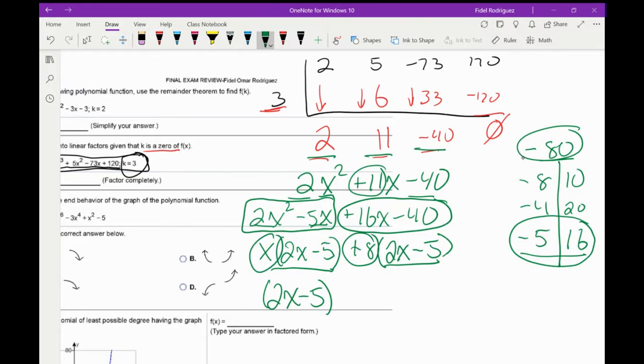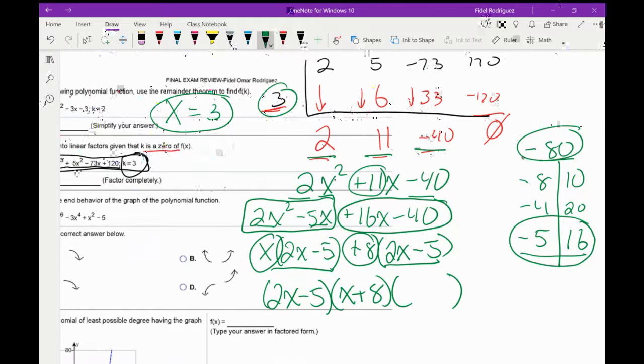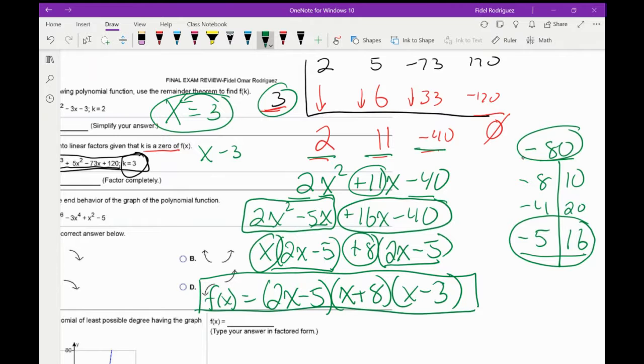And then my other factor is x plus 8. And then my third factor, since they told us that k was equal to 3, that means that x is equal to 3. The factor that I have is going to be x minus 3. And so this is my answer in my factored form.